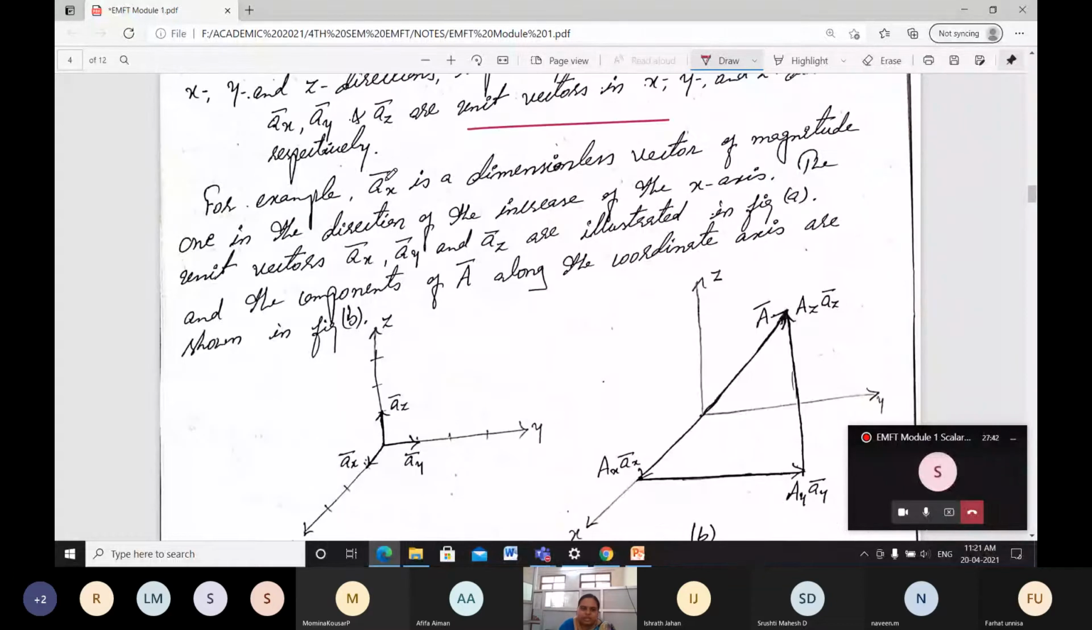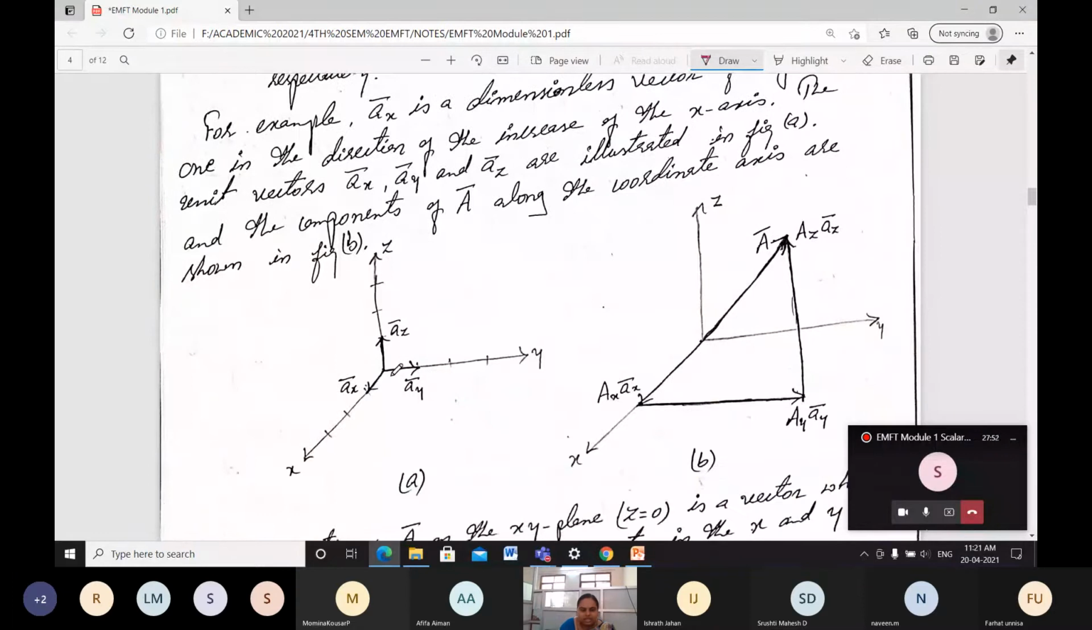Ax is a dimensionless vector whose magnitude is always 1 in its direction. It points in the direction along which it is going. If it is along the x-axis, it is increasing, as shown by the arrow. The magnitude is always 1, and along that direction it will be varying. Observe the figure.